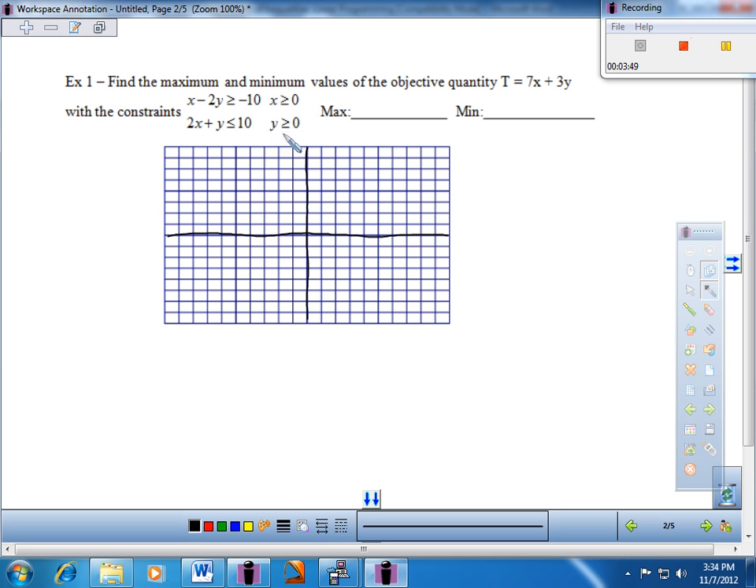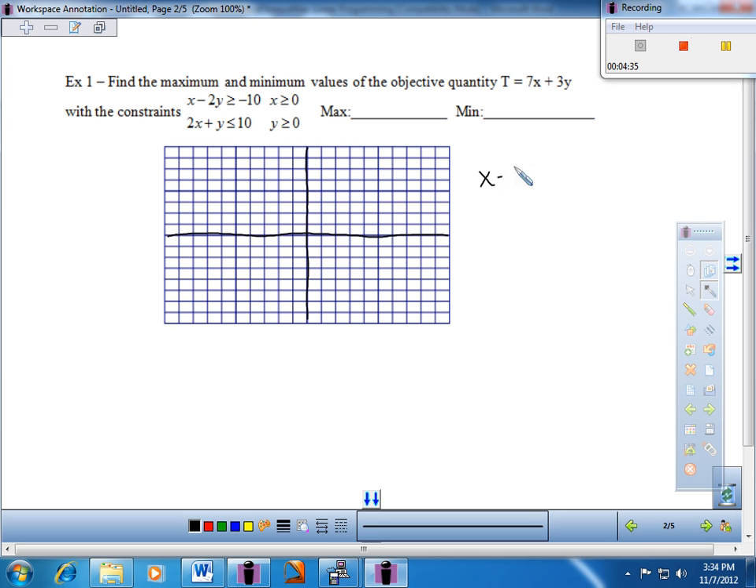x is greater than or equal to 0, and y is greater than or equal to 0. So in terms of shading, everybody, I think we're going to want to be up in the first quadrant, just like we saw in the previous notes worksheet. Here we go, up in the first quadrant. So let's keep that in mind, and then I'll just deal with the other two.